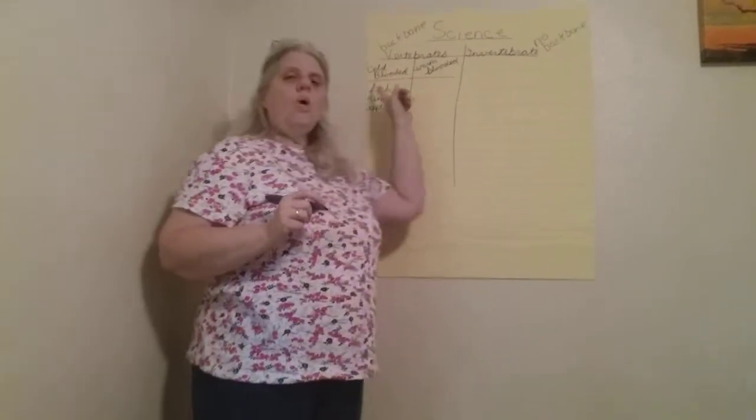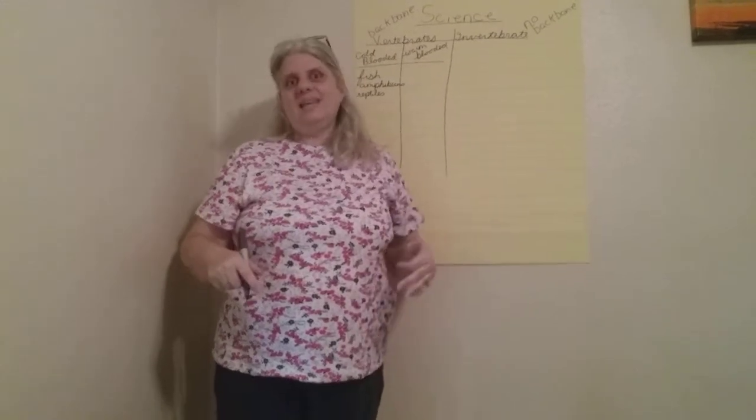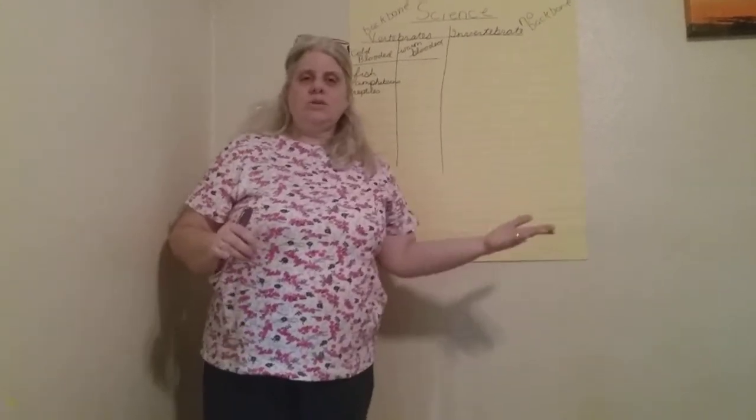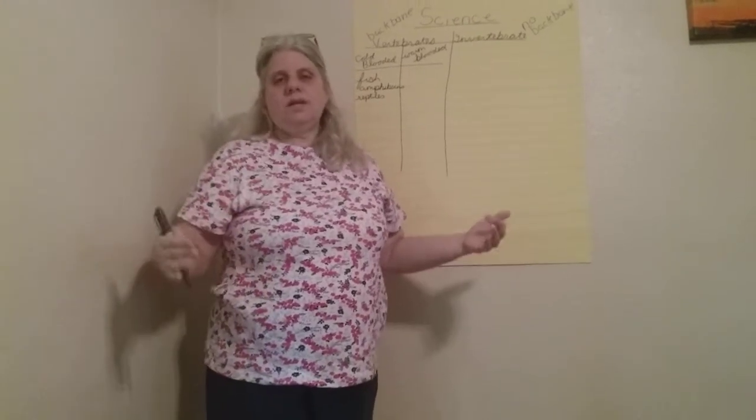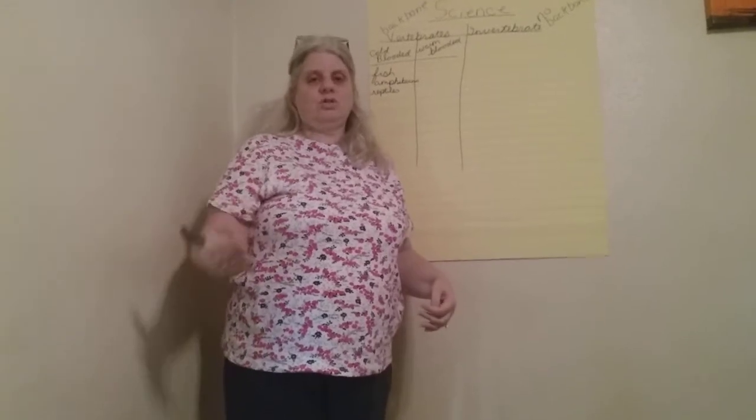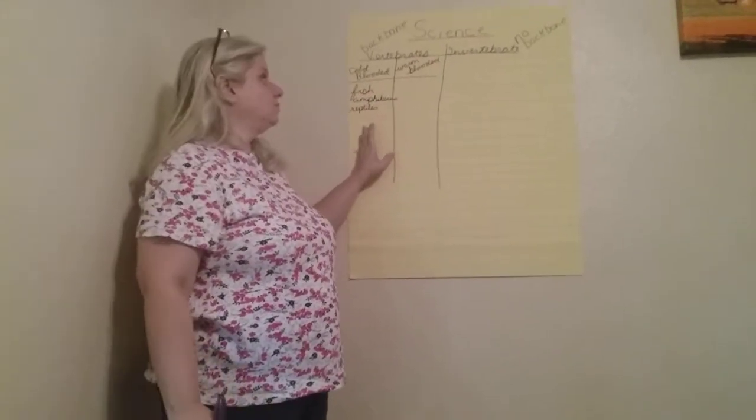Remember, we said that cold-blooded animals, their body temperature is the exact same as the temperature of their surroundings. So if it's 78 degrees, their body temperature is 78 degrees. If it's 25 degrees, their body temperature is 25 degrees, because their body temperature is based on their surroundings, right?